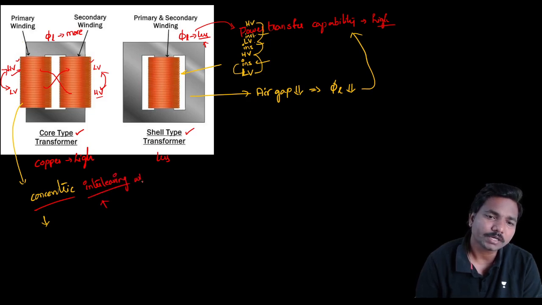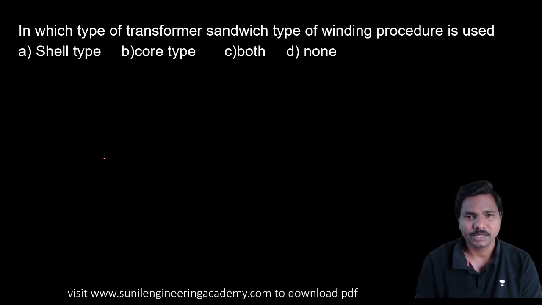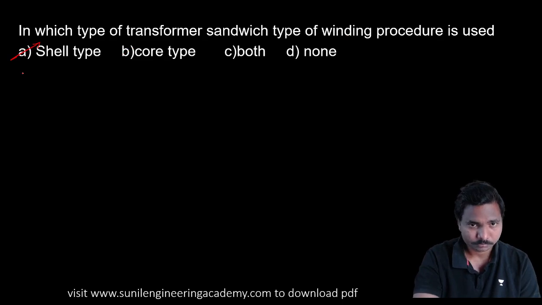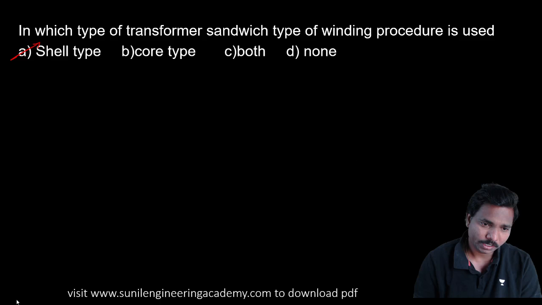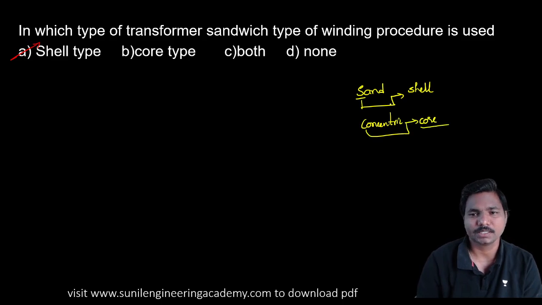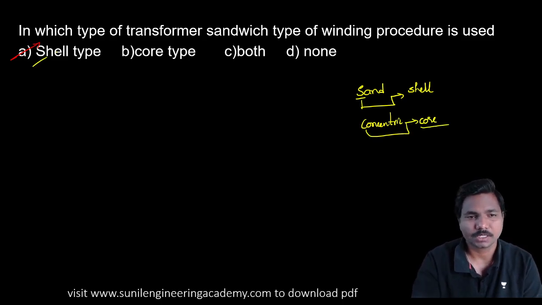Interleaving winding procedure, that is also very important. So sandwich type in case of shell type. Here a small trick is also there. Directly you can give the answer without thinking of all this. Sandwich, yes for shell type. Concentric: C for core type, C for C, S for S. Like that you can also remember. Answer is option. Coming to the next question.